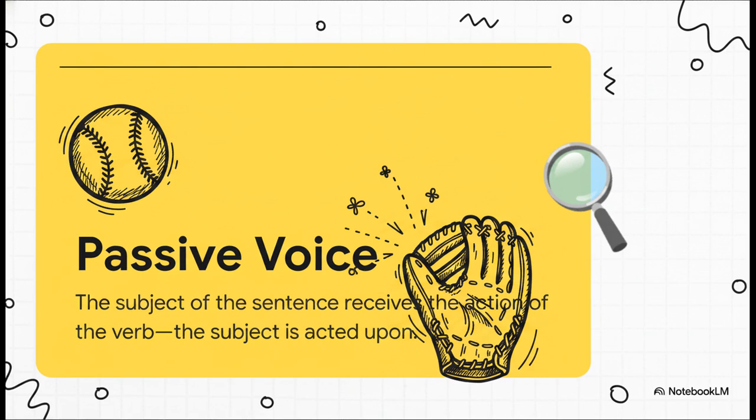Conversely, when we flip to the passive voice, the action's target actually becomes the main focus of the sentence. It receives the action. So sticking with our baseball analogy, the subject is now the ball, and it is being acted upon. The ball is caught by the catcher. Do you see the shift? The action is happening to the subject, rather than the subject actually driving the action forward.